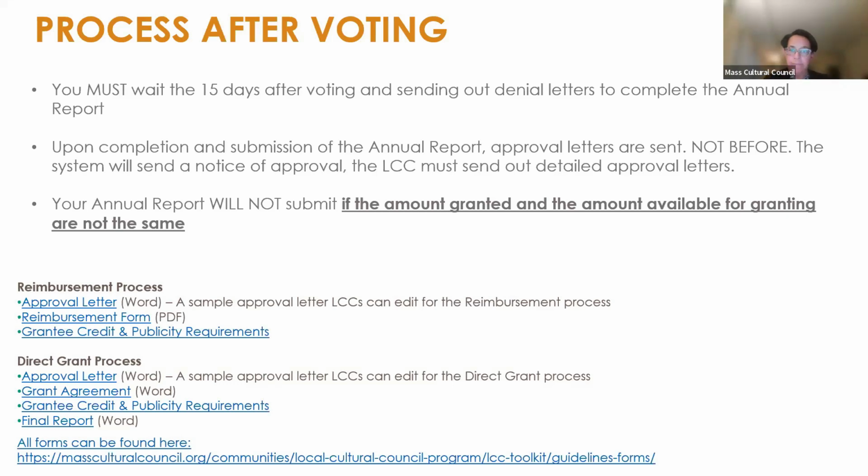So we have a bunch of stuff in the toolkit for you. If you are a reimbursement council, we have an approval letter, the reimbursement form that the grantee needs to fill out, and then their publicity and credit requirements. And if you are a direct grant council, we do have the approval letter, the grant agreement form, which needs to go out with the approval letter, their credit and publicity requirements, and final reports. If you are a direct grant council, your approved grantees will need to fill out a final report once they have finished their program.